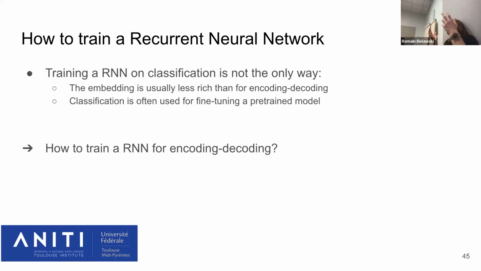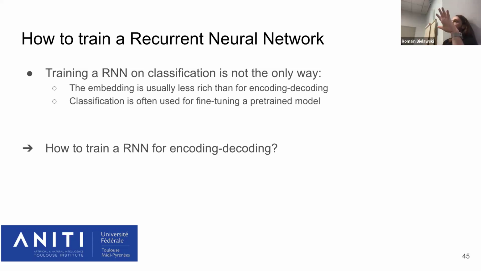So the most common task would be encoding decoding. That's basically turning a sentence into a fixed dimension vector and then turning this vector back into the original sentence. And that will allow the encoding vector to keep all the information of each word, because the sentence has to be reconstructed from the vector.